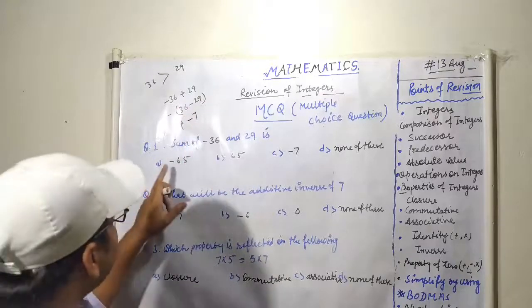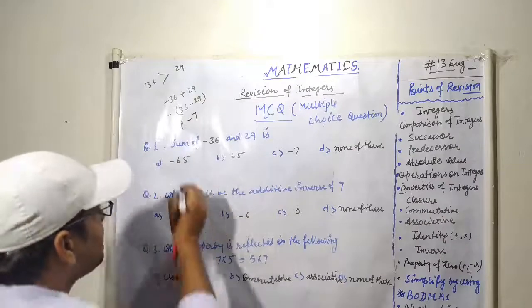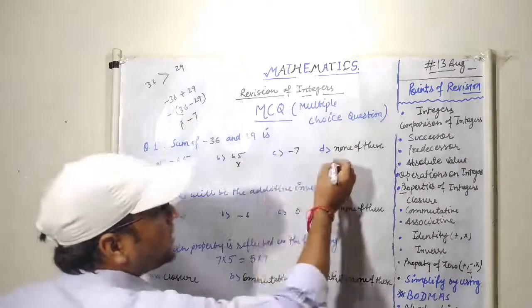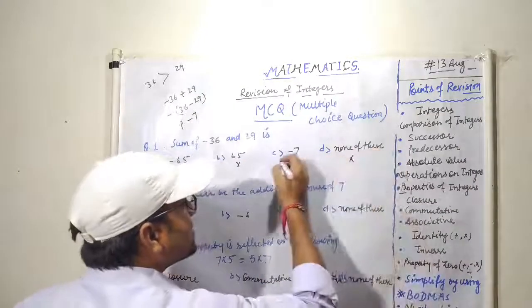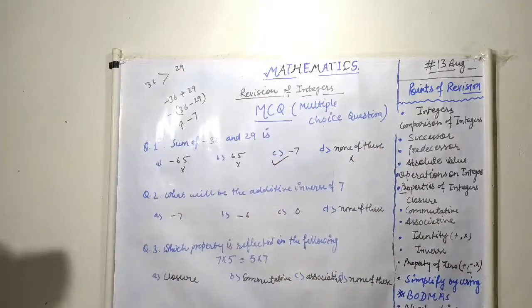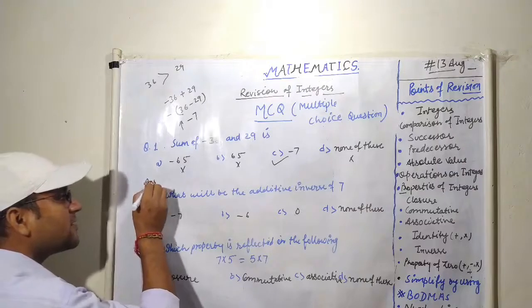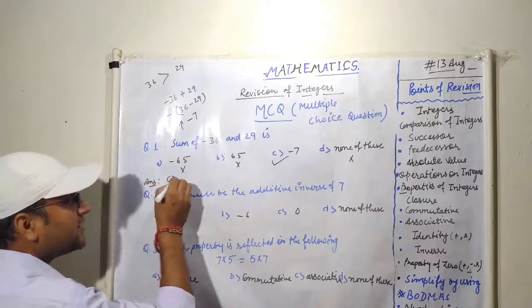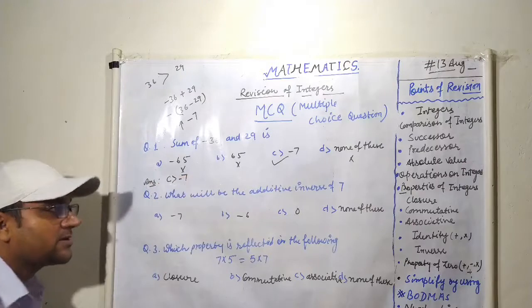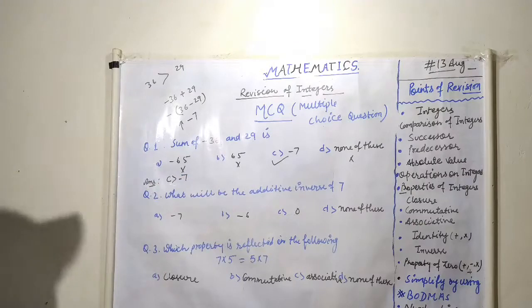See this, A is minus 65, not correct. 65, no. None of these, no. Which option is going to be correct? Option C. So for question number one, the answer is option C, that is minus 7, students. Your answer is minus 7.